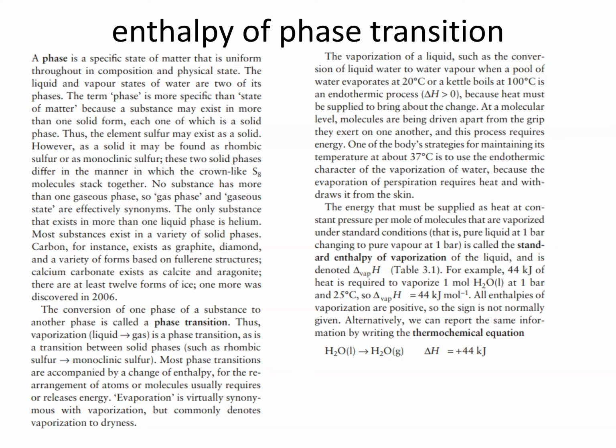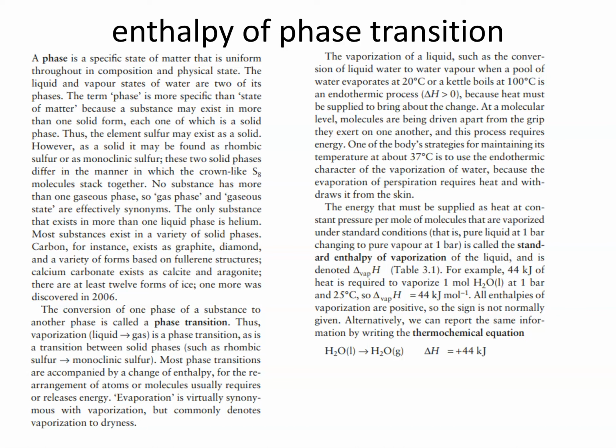The vaporization of a liquid, such as the conversion of liquid water to water vapor when a pool of water evaporates at 20 degrees Celsius or a kettle boils at 100 degrees Celsius, is an endothermic process where delta H is greater than 0, because heat must be supplied to bring about the change.